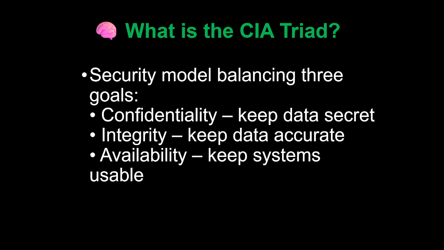Confidentiality means keep data secret, or only authorized persons can access the data. Integrity, keep data accurate or unaltered. Availability, when the system is required, the system is alive. Keep the system usable.